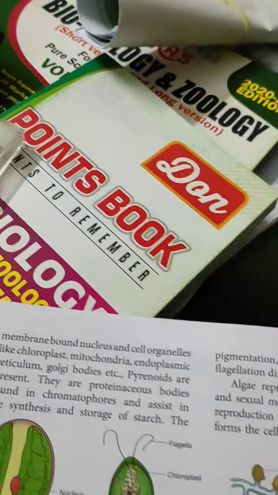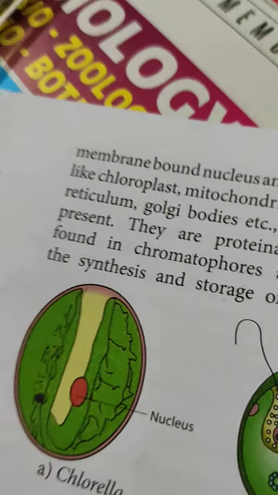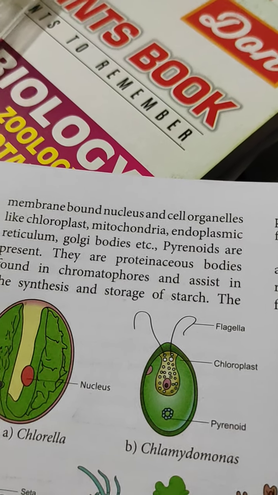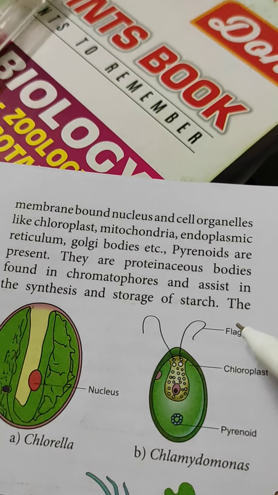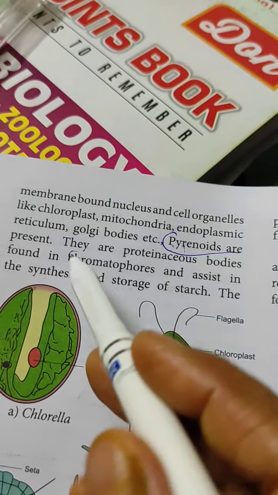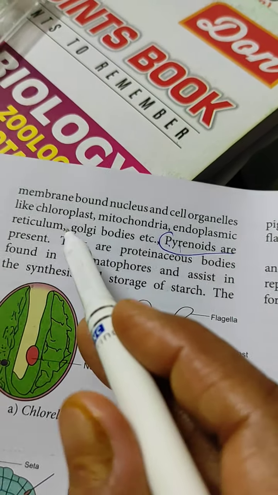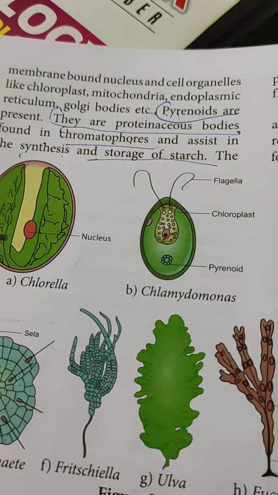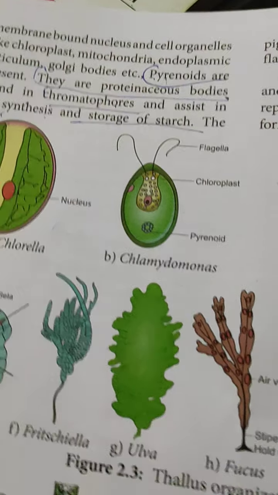The cell has membrane bound organelles. Eukaryotic means we know membrane bound organelles will be present. You can write the names of these organelles, then nothing to memorize: mitochondria, chloroplast, endoplasmic reticulum, Golgi bodies, etc. Now another important thing, pyrenoids are present. What do you mean by pyrenoids? Now these are the proteinaceous bodies found in chromatophores in the chloroplast. Colored pigments are called chromatophores. Their main function is to synthesize and store the starch. That is the main function of the pyrenoids.